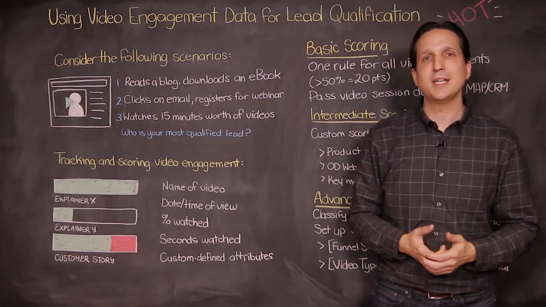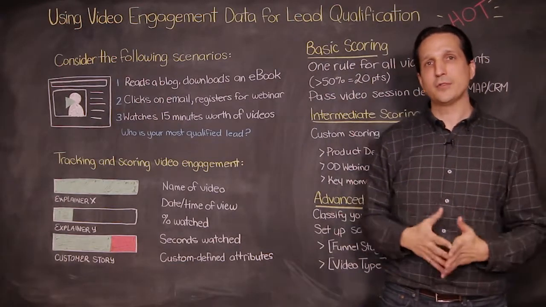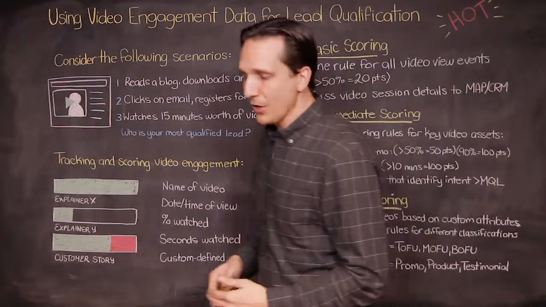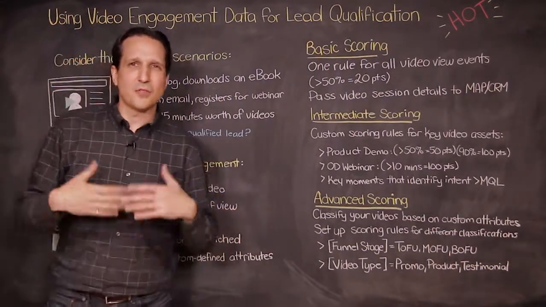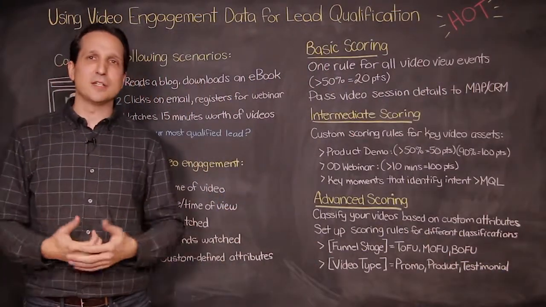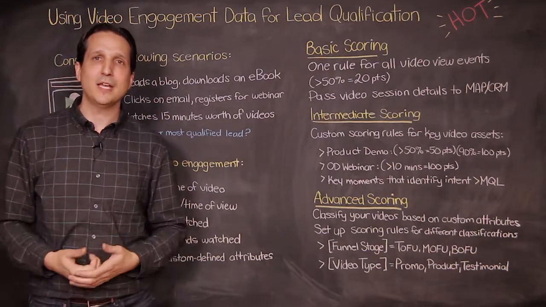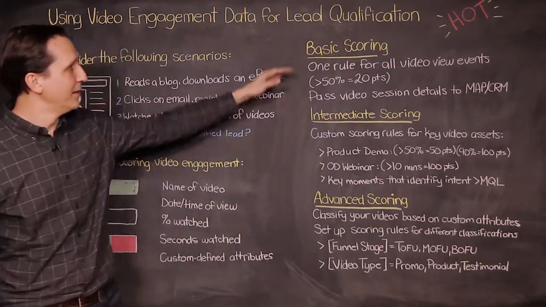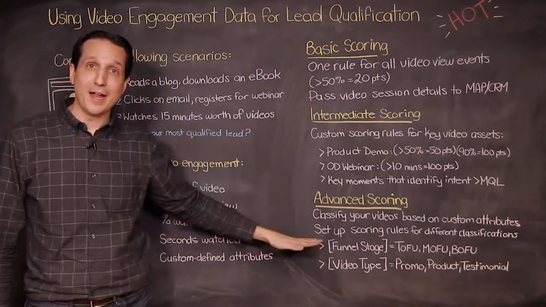So, how do you put this data into action in reality once you have a tool like Vidyard set up? The way I see it, there's kind of 3 different ways and stages that you can set up lead scoring and qualification models using video engagement data: a basic, an intermediate, and an advanced model.